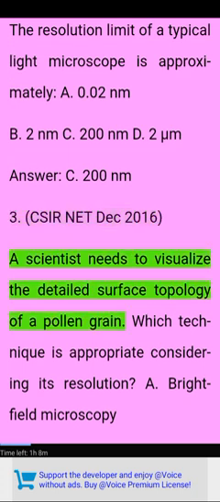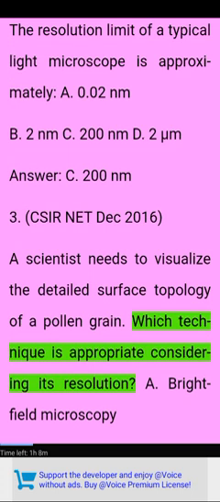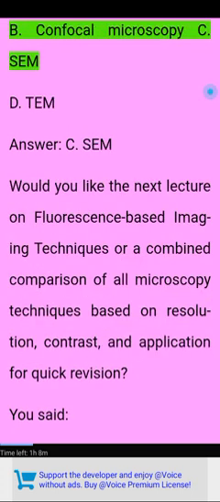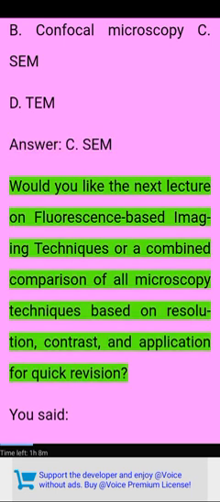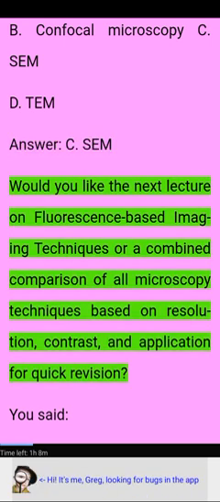3. CSIR NET December 2016. A scientist needs to visualize the detailed surface topology of a pollen grain. Which technique is appropriate considering its resolution? A. Bright field microscopy, B. Confocal microscopy, C. SEM, D. TEM. Answer, C, SEM.